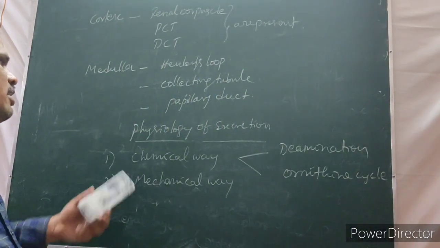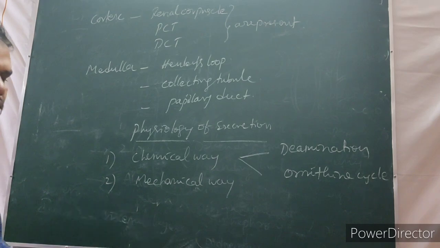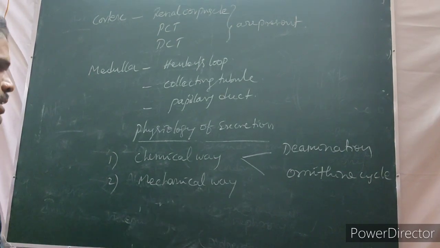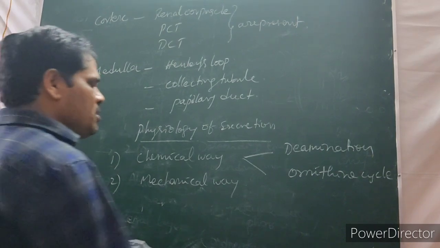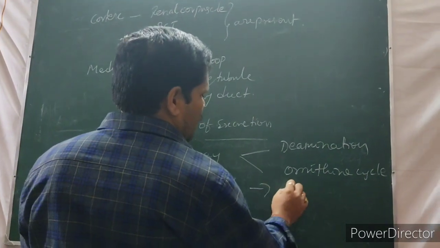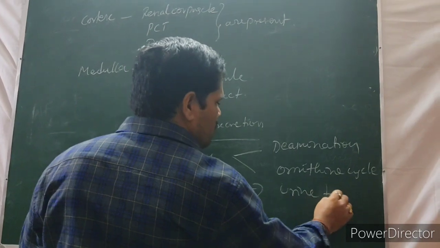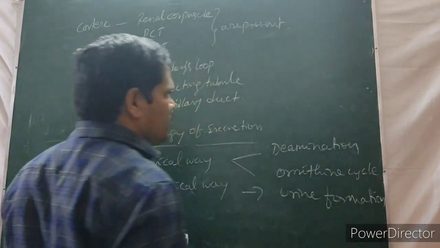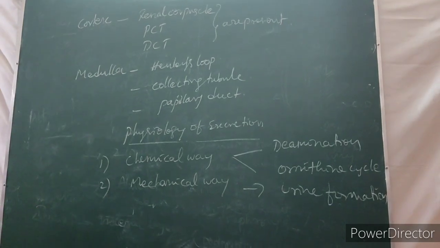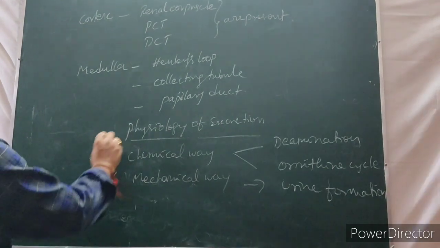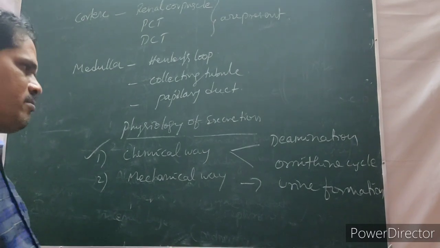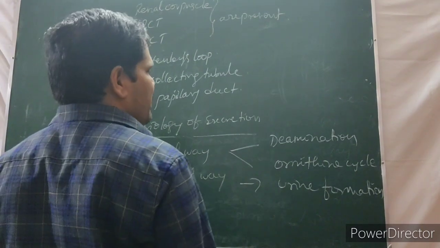Under the chemical way of excretion, deamination is one of the processes. The second one is the ornithine cycle. Mechanical way means urine formation. Now we are going to discuss one by one. Chemical way, how the excretion is done. The first one is deamination.